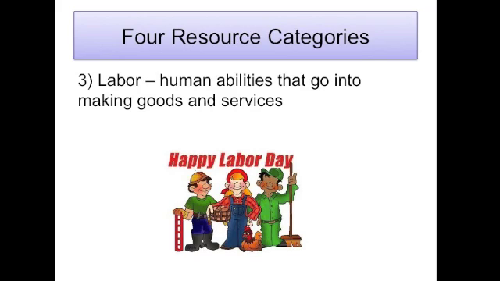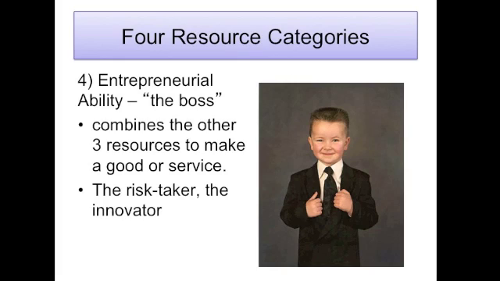The 3rd category is labor. Labor is the humans that you need to work with the capital and land resources to put a product or service together. And finally, you're going to have an entrepreneur. The entrepreneur is the one that combines the other 3 resources of land, capital, and labor into some sort of productive endeavor. They're the boss, they're the risk taker.